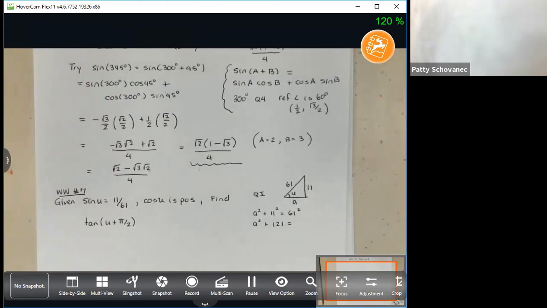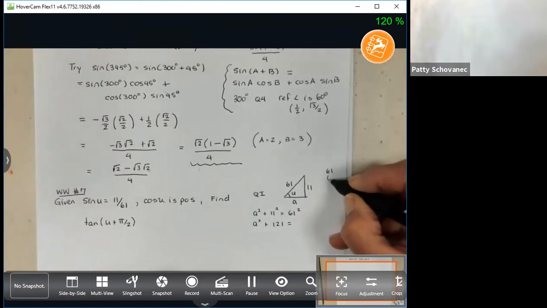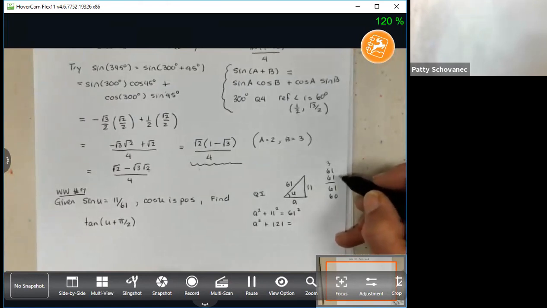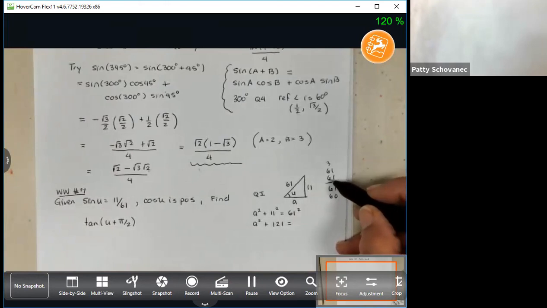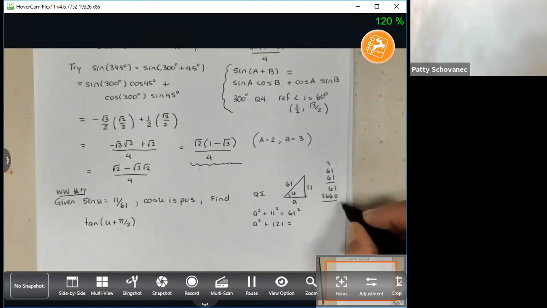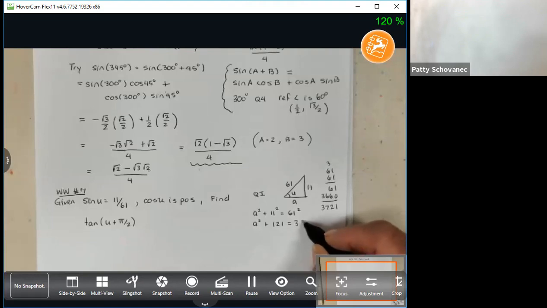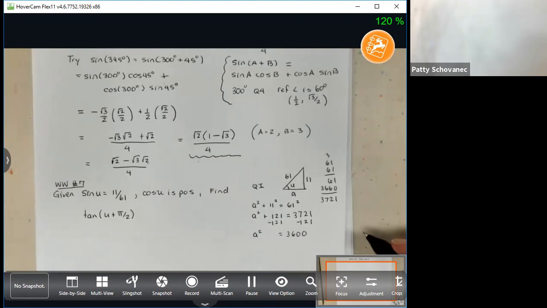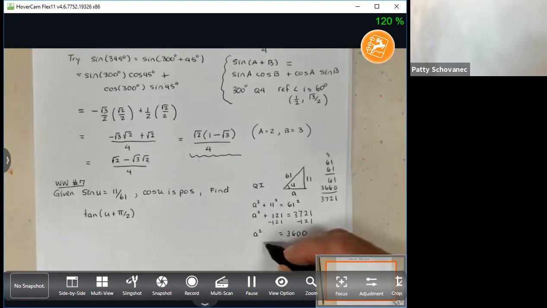Let's see. 61 times 61. All right, so 6 times 1 is 6. 6 times 6 is 36. Maybe it's 3,721. That looks like a good enough number. So now when I subtract 121, I get a squared is equal to 3,600, and that's a perfect square. The number I square to get 3,600 would be 60.